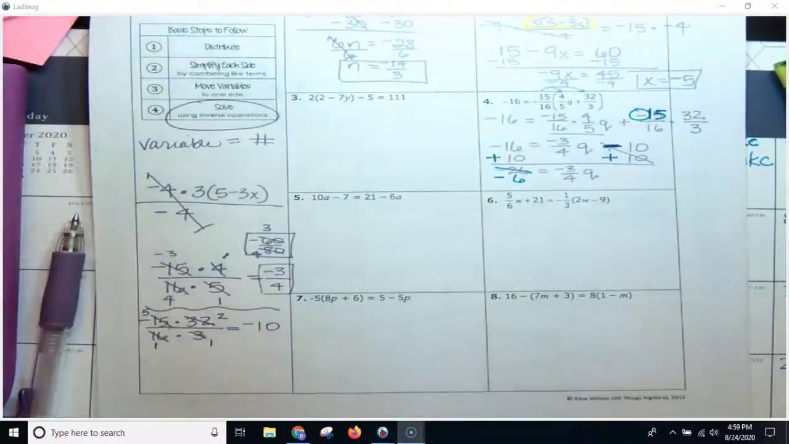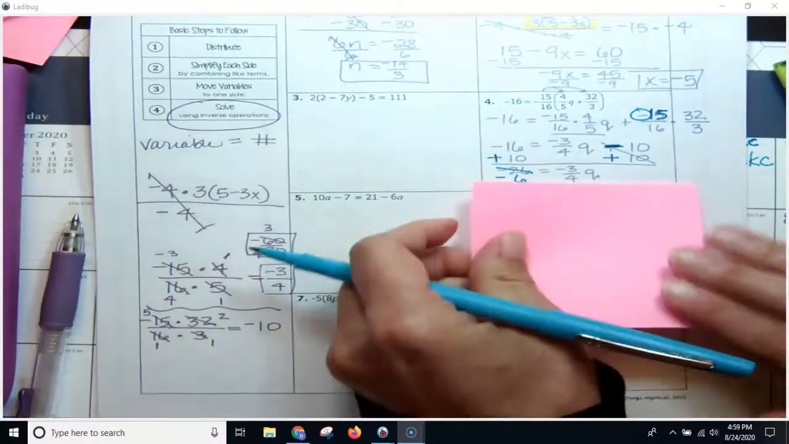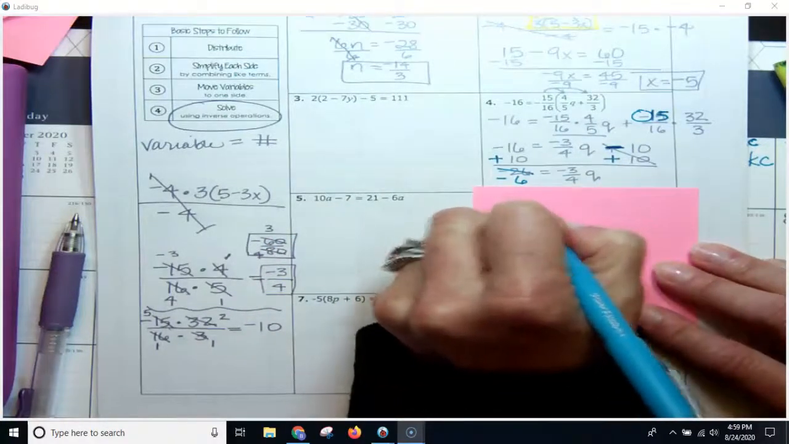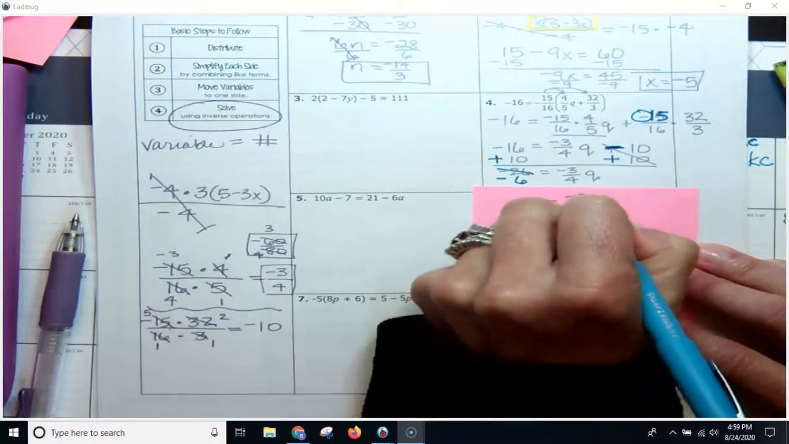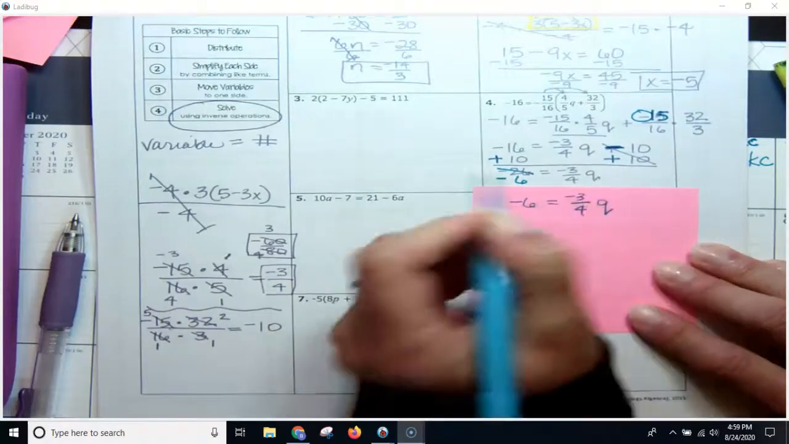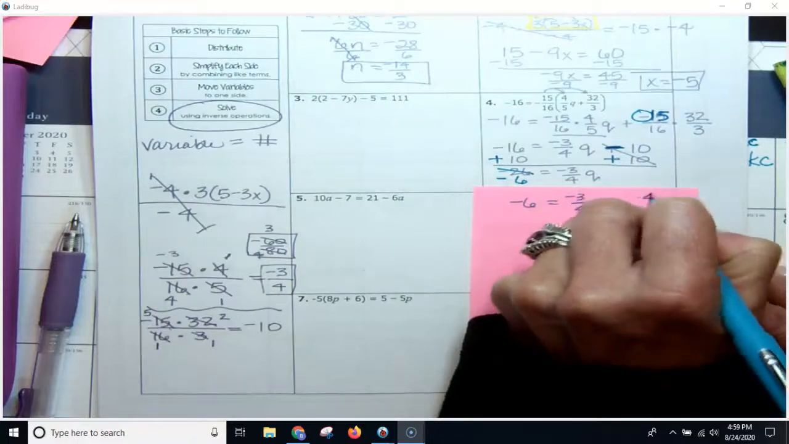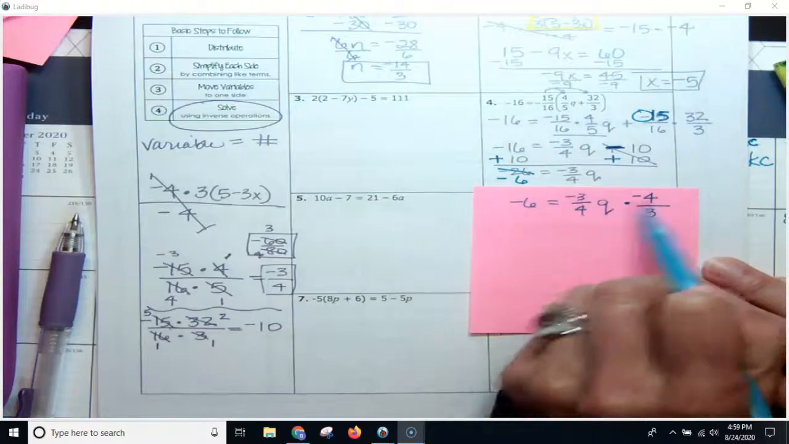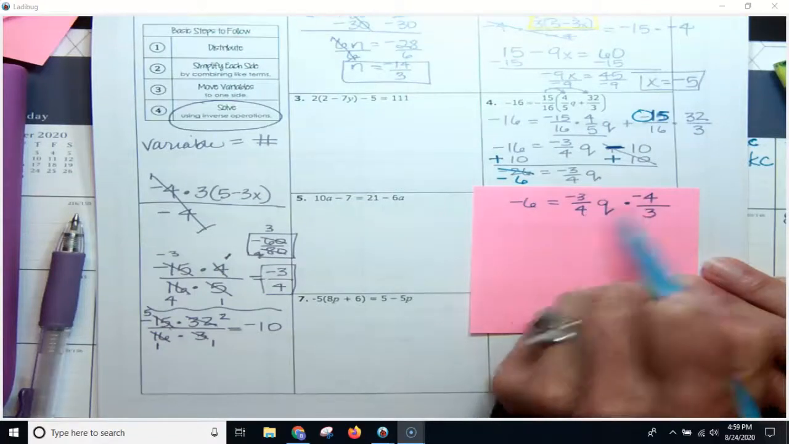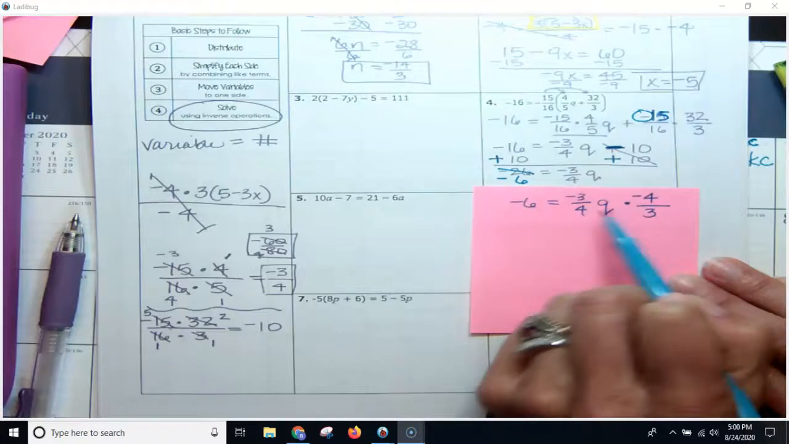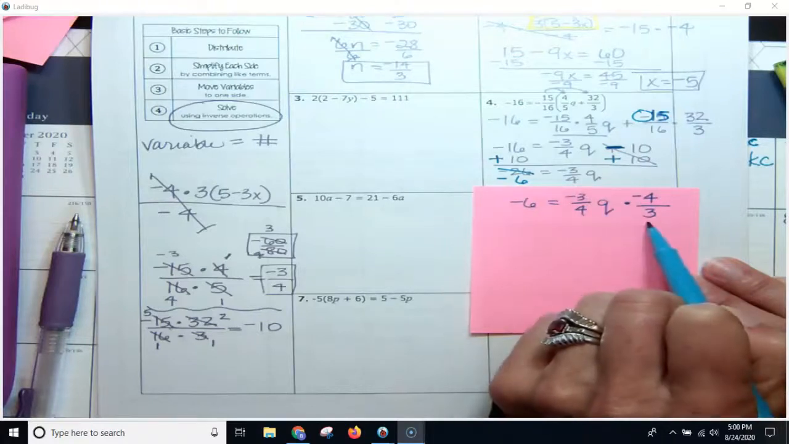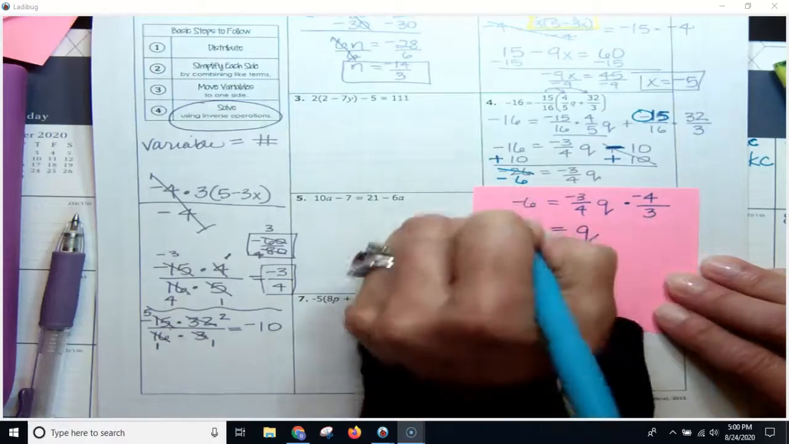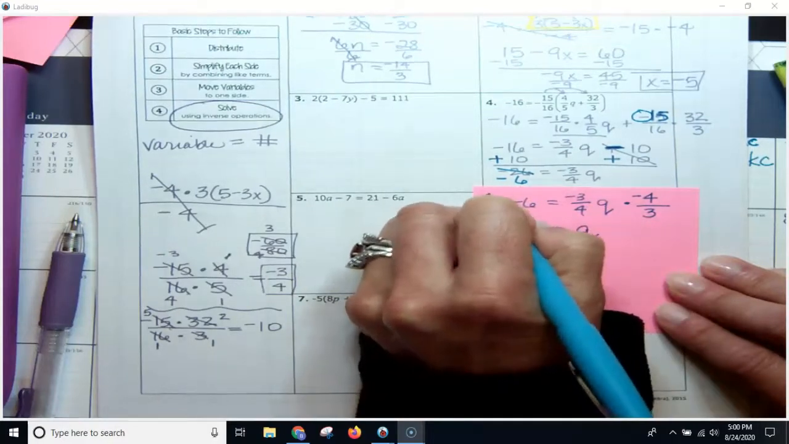So with that being said, I just had a feeling that was weird. So I've got negative 6 equals negative 3 over 4q. Again, I'm going to multiply by my reciprocal, which is negative 4 over 3. So for the denominators, negative 4 divided by 4 is 1. Negative 3 divided by 3 is 1. So I'm left with q. But I've got to do this to this side as well.